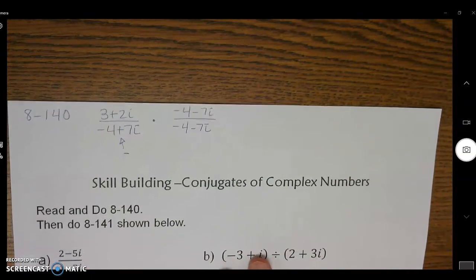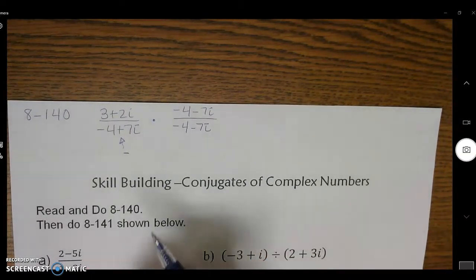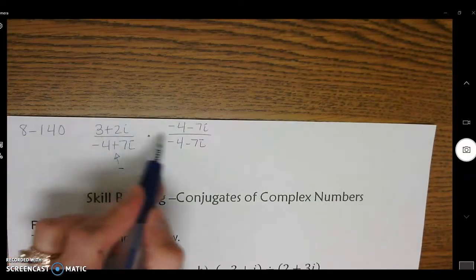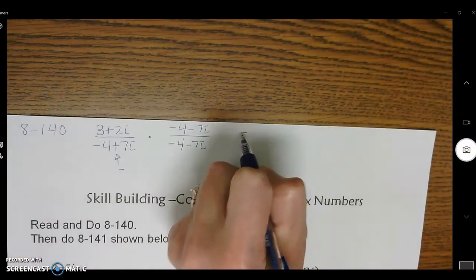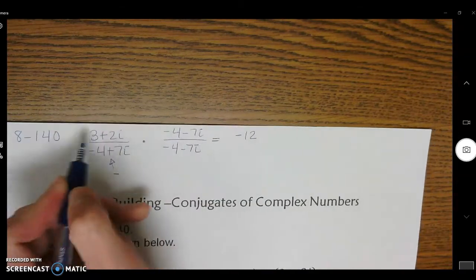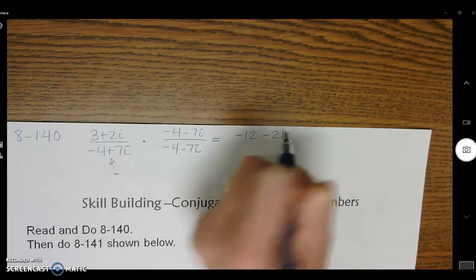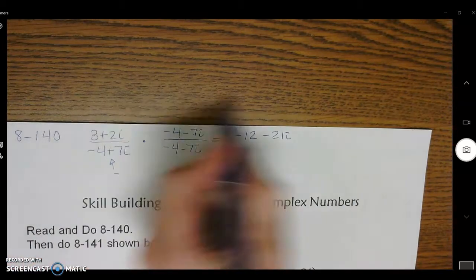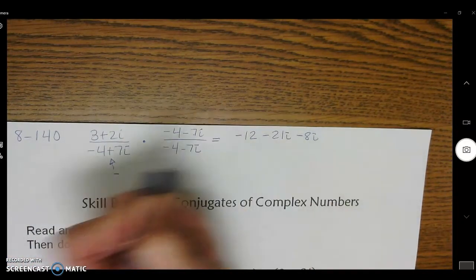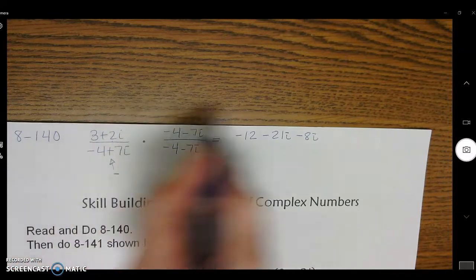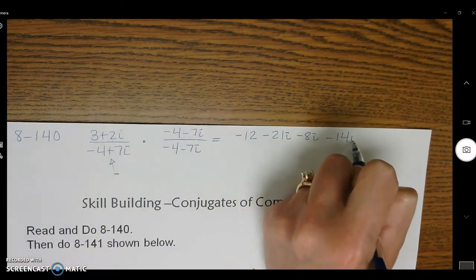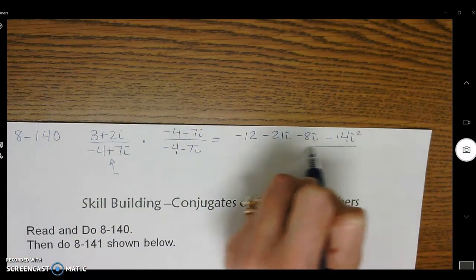And when we FOIL this out, something very interesting is going to happen. So here we go. 3 times negative 4 is negative 12. 3 times negative 7i is negative 21i. 2i times negative 4 is minus 8i. And 2i times negative 7i is minus 14i squared.